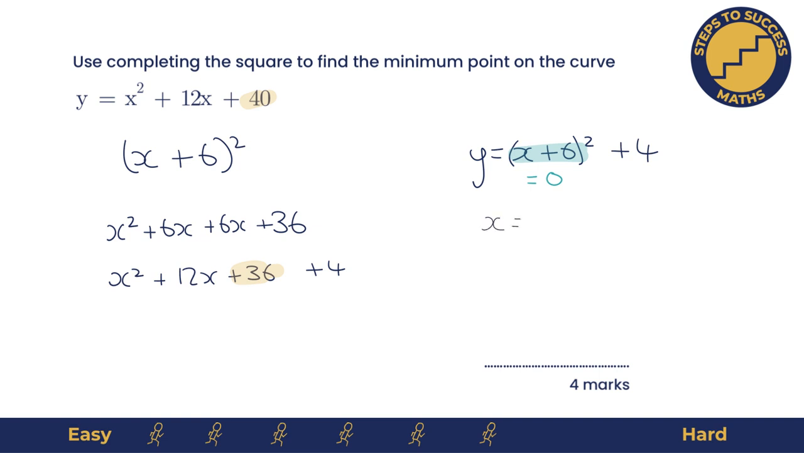It's when x is negative 6. And when x is negative 6 and this bracket is 0, y is equal to 4. So the minimum point is minus 6, 4.